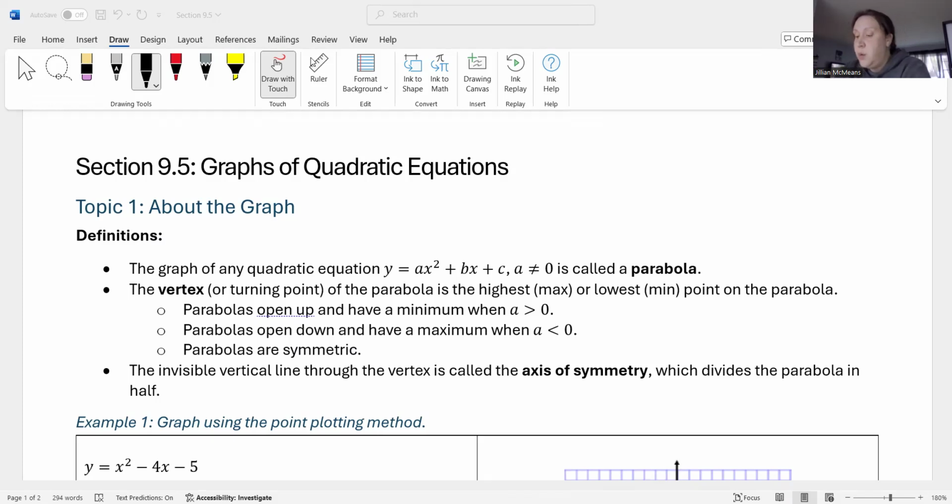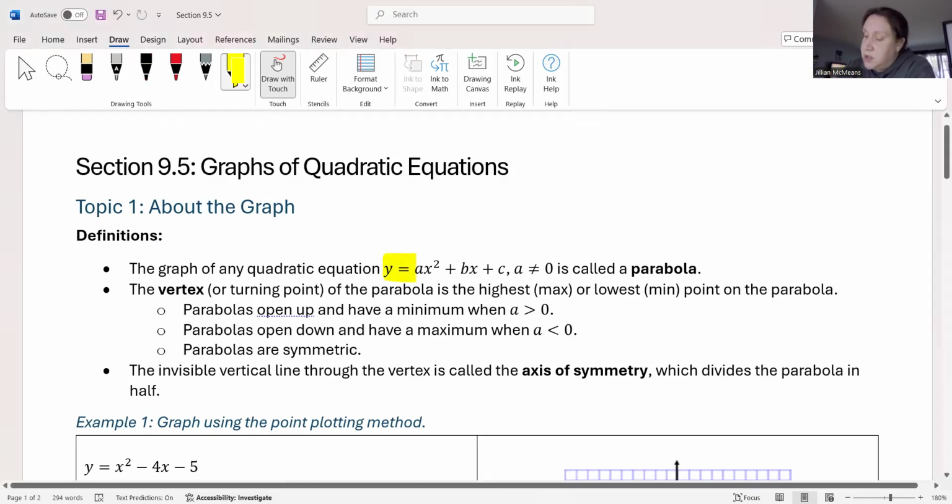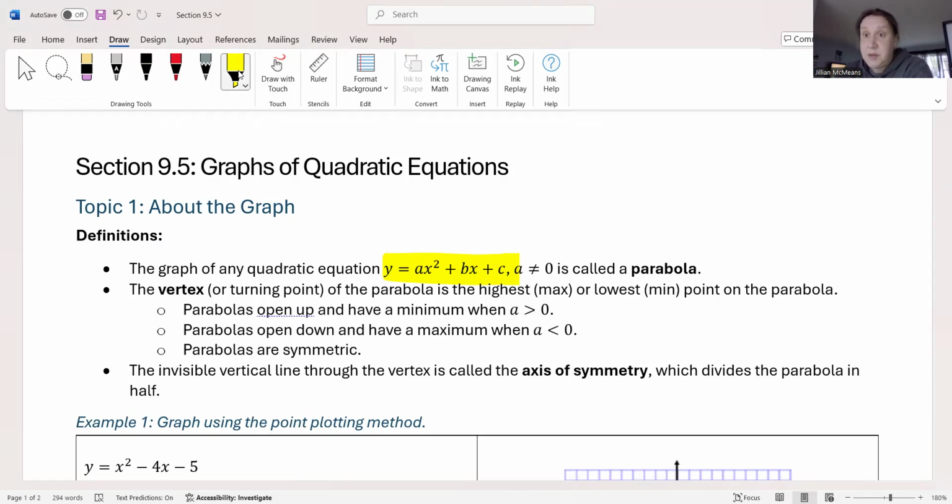First of all, when we have the graph of a quadratic equation, and keep in mind a quadratic equation is just generically y equals ax squared plus bx plus c, and we know that we do have a condition, and the condition is that a cannot equal 0, okay? If a equals 0, this squared term becomes 0, and then it's no longer a quadratic, it's simply a linear equation.